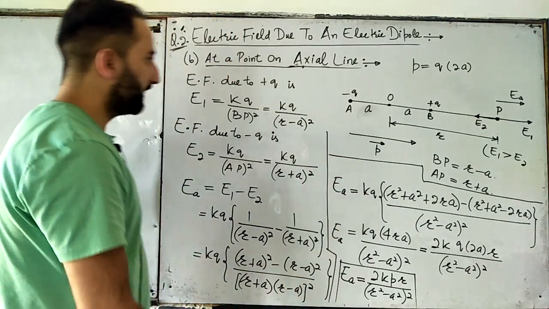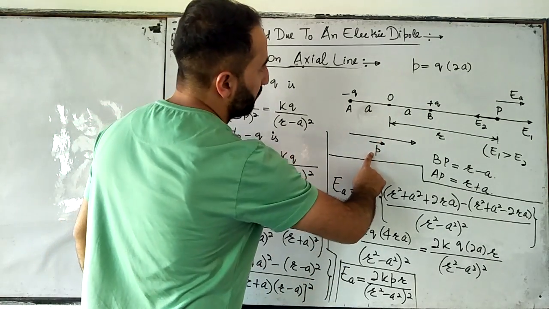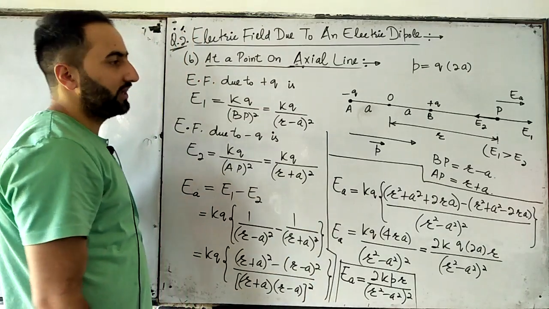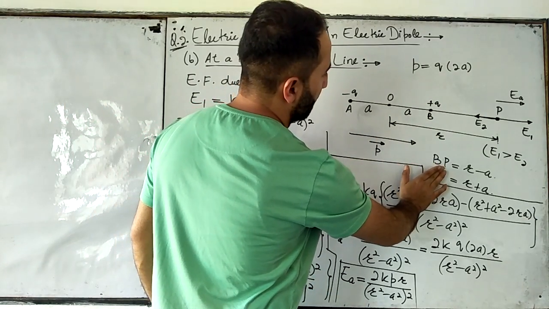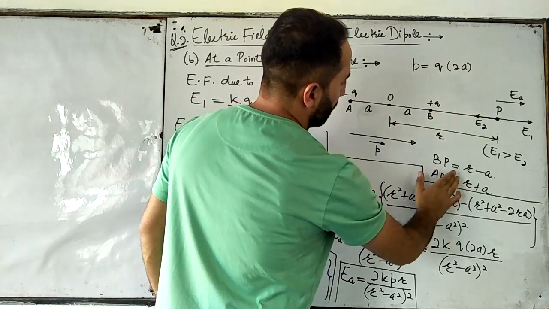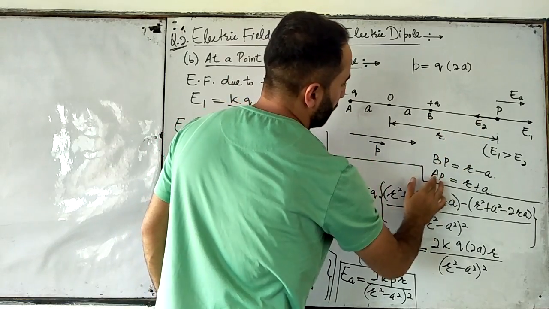That is the procedure. ठीक है ना बेटा? So dipole moment is in this direction, which is equal to P, that is q multiplied by twice a. तो पहले हमने यहाँ calculate करके रखा है बेटा, this BP is equal to r minus a and AP is equal to r plus a.